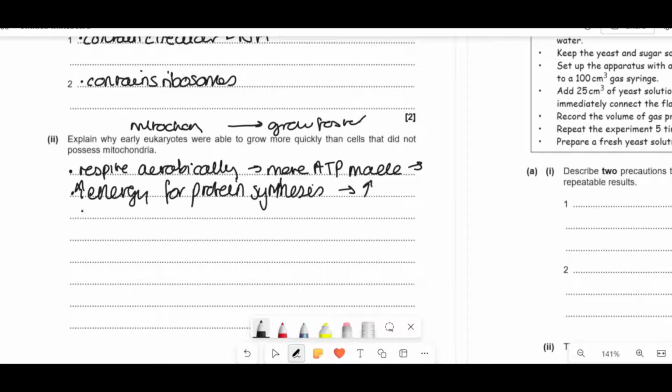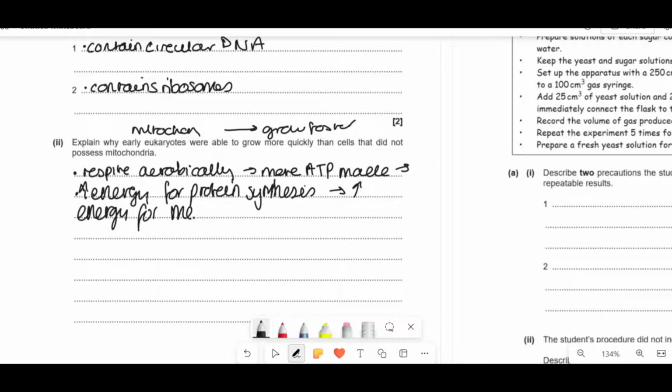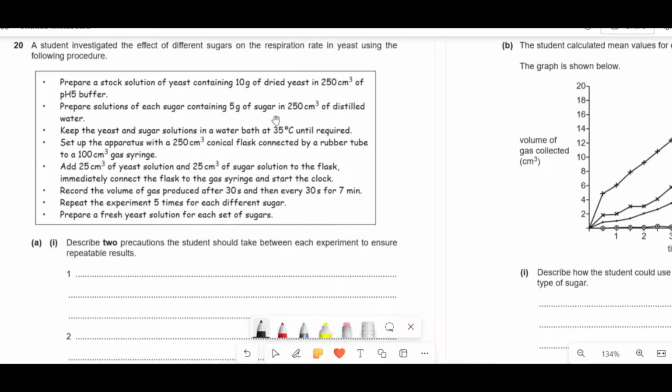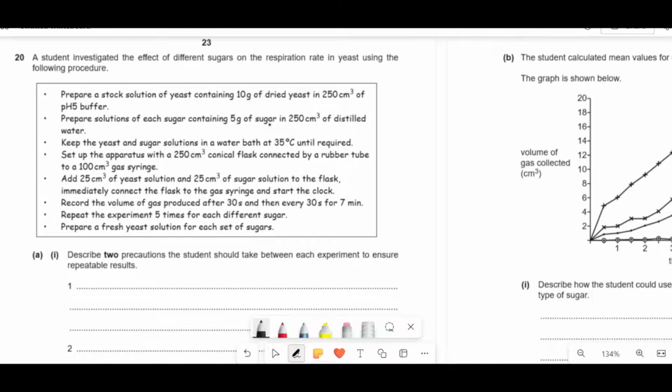And there's also more energy for metabolic processes. That's it. So a student investigated the effect of different sugars on the respiration of yeast using the following procedure. It's always really good to think of your dependent and independent variable, but also remember to link it to what they're actually measuring and looking at.